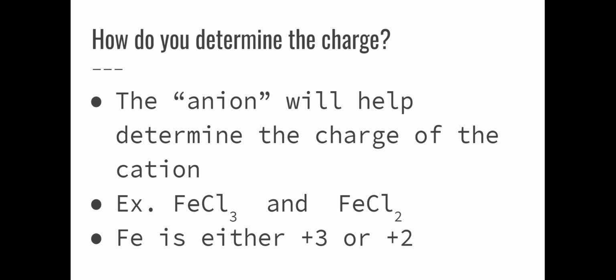Looking at the example on the right, each chlorine is always a 1 minus charge. The subscript 2 tells me I need 2 of those chlorines, each one of which has a 1 minus charge. To balance the molecule and make it all electrically neutral, the iron must be in a 2 plus electrical state. It must be a cation with a 2 plus charge.